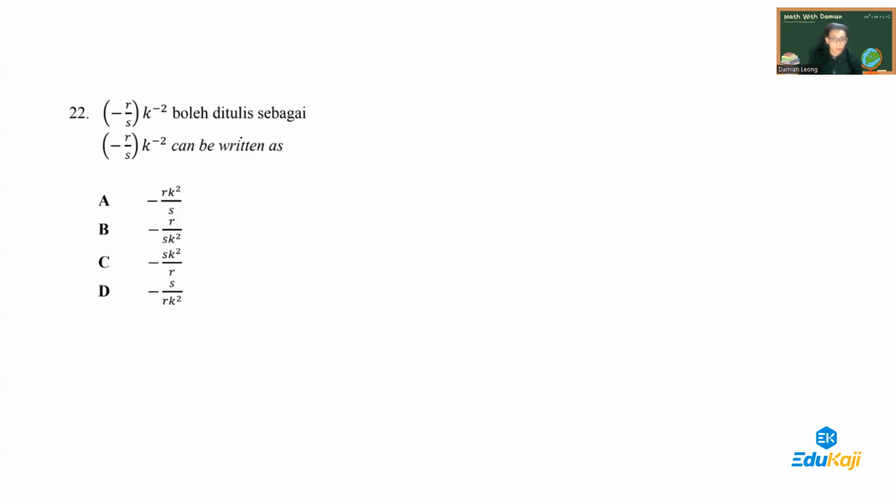Then this one can be written as basically a negative power. I can put it on the bottom of the fraction and then get rid of the negative. So it's k squared on the bottom. Negative r over 5k squared. Answer B.